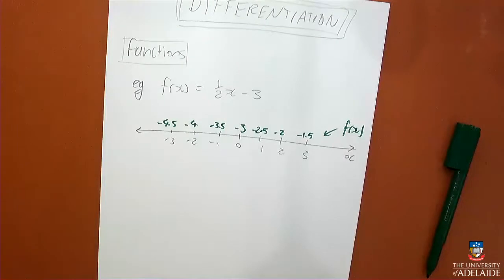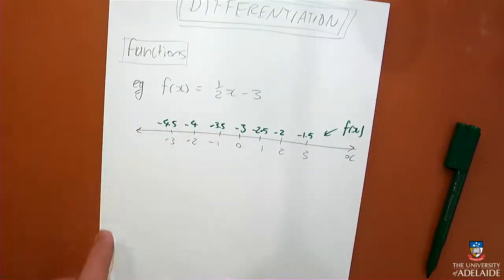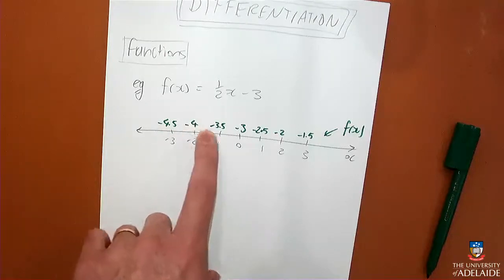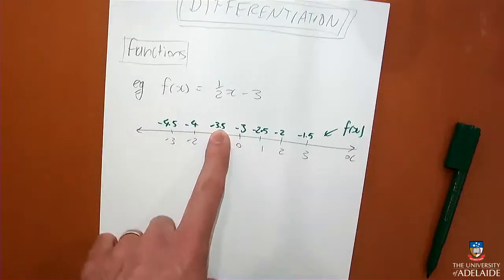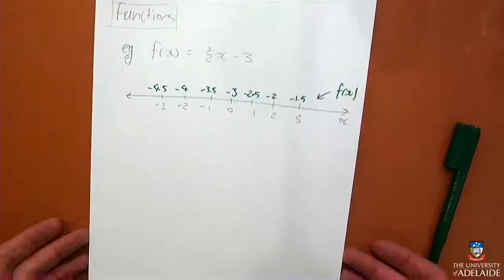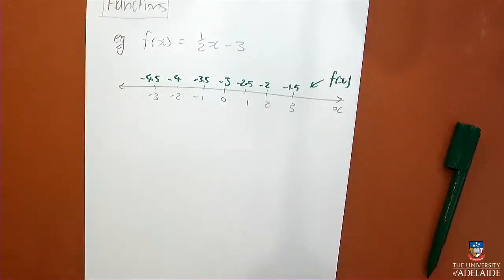Okay, so I can see that as I move along here, the value of f of x is changing. As I move forward 1, the value of f of x goes up by a half. And if I move forward another one, the value of f of x goes up by a half. And if I move forward another one, the value of f of x goes up by a half. And derivatives are all about that change: if I change the x, how does the value of the function change? How quickly does it change when I move the x? So this is one picture of a function. It's not particularly useful at the moment because it's really just a list of numbers.